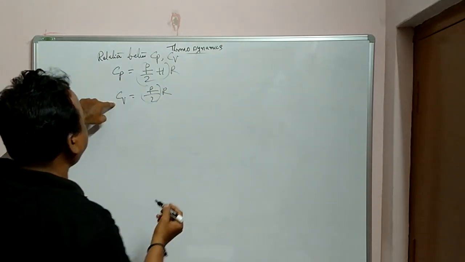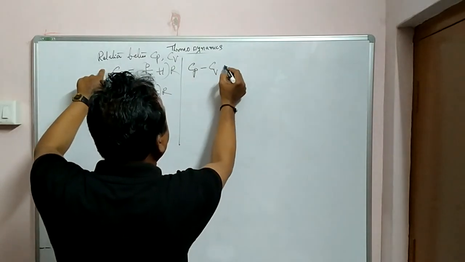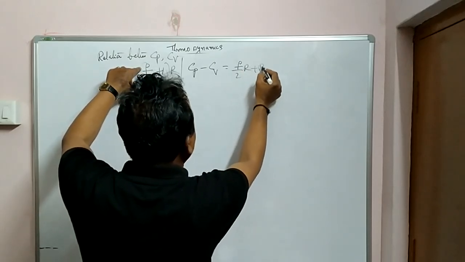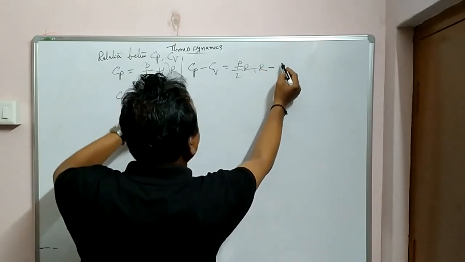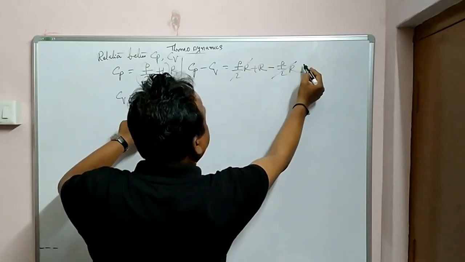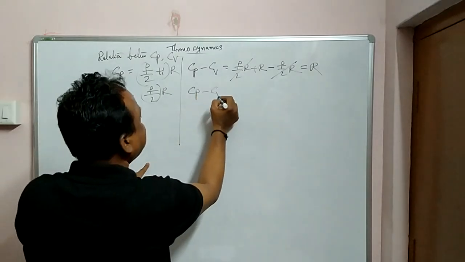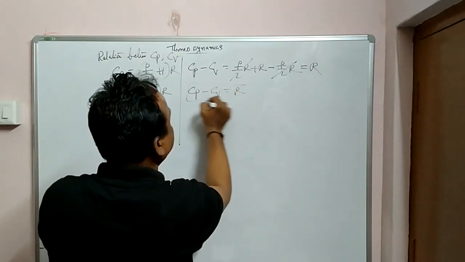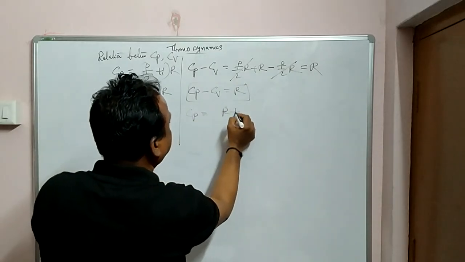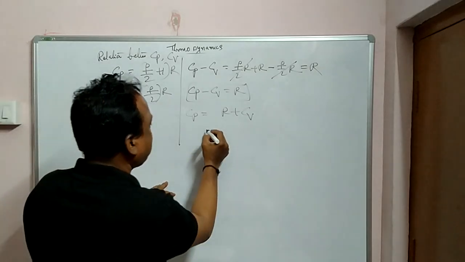Suppose if I subtract, Cp minus Cv, what I will get here? F by 2 into R plus R minus F by 2 R. So F by 2 minus F by 2 cancels, finally R. So Cp minus Cv is equal to R, or Cp is equal to R plus Cv. That means Cp is always greater than Cv.